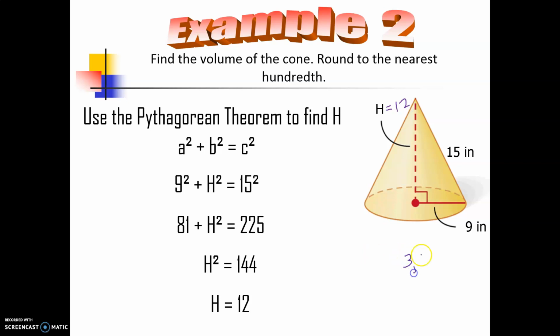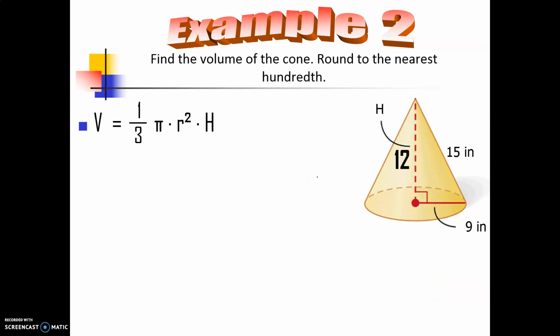So if you ever notice a triple right off the bat, you don't have to show all this work. The 9, 12, 15 is created from this 3, 4, 5 triple that you are very well aware of, just by multiplying each number by 3. So you just have to remember that the 12 is the height. All right, so now we know our height, and now we're ready to solve for the volume.